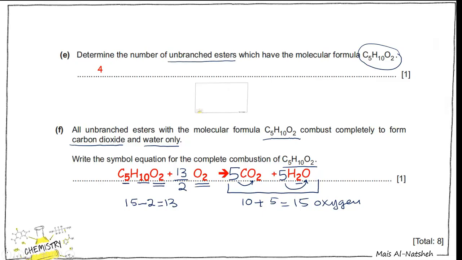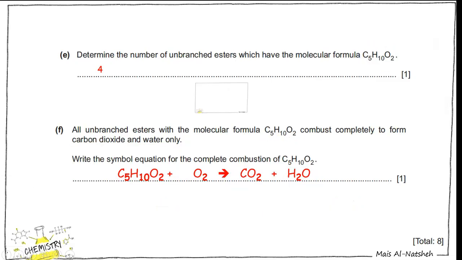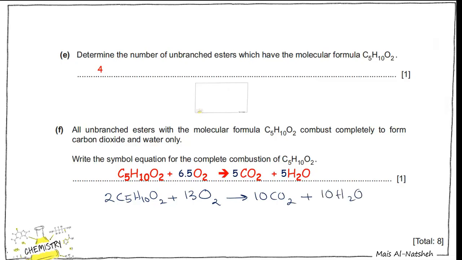So the overall balancing should contain the coefficients 1 for the fuel, 6.5 for oxygen, 5 carbon dioxide, and 5 water molecules. If you don't like to use fractions, you can say 2 of the C5H10O2 will react with 13 O2 to produce 10 carbon dioxide and 10 H2O. All are accepted if the multiplications are correct and the ratio between the coefficients of balancing is correct.